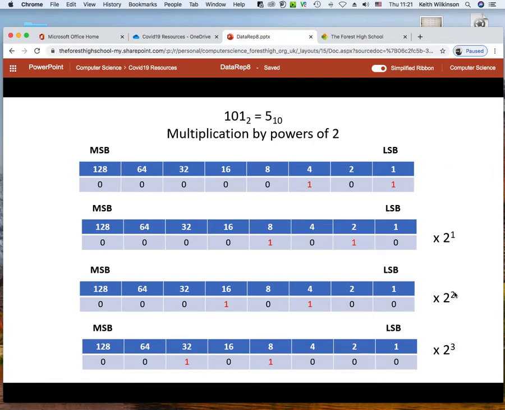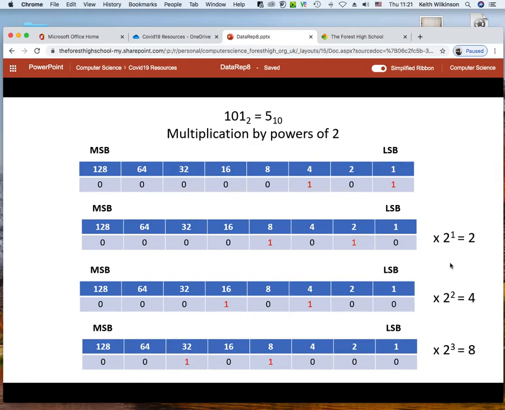Notice that the power given is the number of places that I can shift my value, and it's exactly the same with division. If I'm dividing by 2 to the power 1, I'm shifting right once. If I'm dividing by 2 to the power 2, I'm moving right twice. If I'm dividing by 2 to the power 3, I'm moving right 3 times.